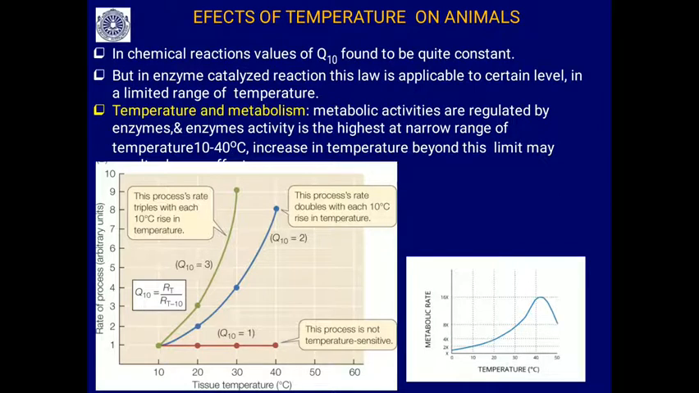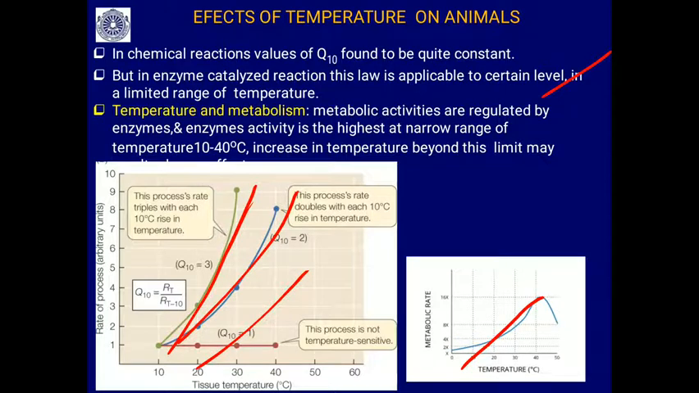In chemical reactions, the values of Q10 are found to be quite constant. But in enzyme catalyzed reactions, the law is applicable only to a certain level, at a limited temperature. For some reactions Q10 is equal to 3, usually it is 2, or sometimes it is 1. In metabolic reactions, up to about 40 degrees, it follows Q10.